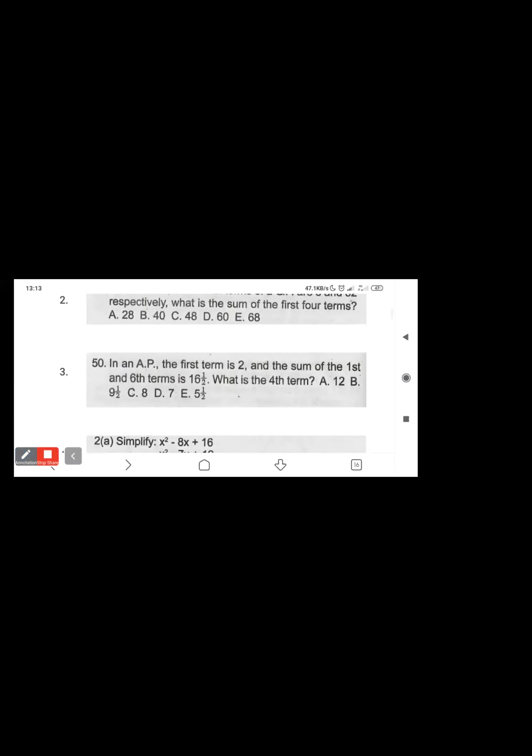Let's move to this one. It said, in an AP, the first term is 2, and the sum of the first term is 16 and a half. What is the fourth term? So, how do we do that?